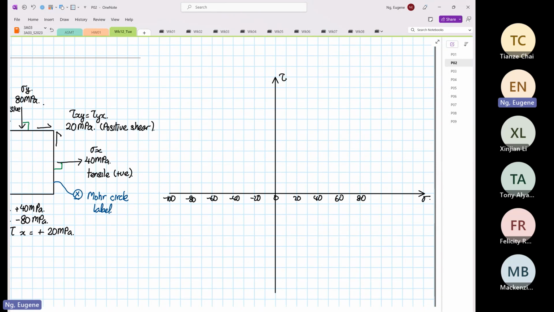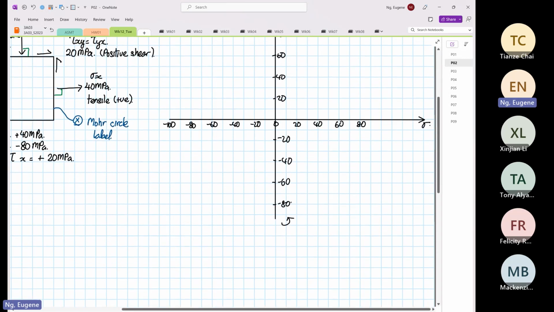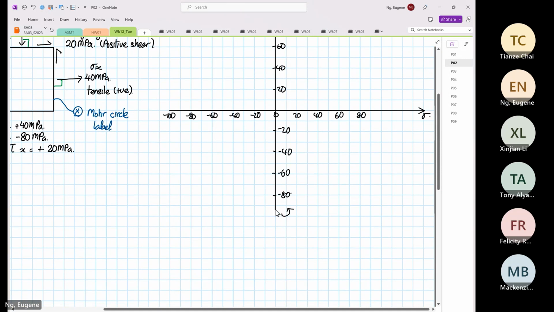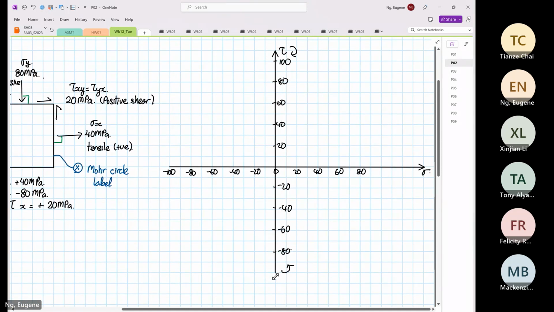Now the shear, I want you to have a practice to draw this as element rotation clockwise. Okay, element rotation anti-clockwise. Okay, so these two are important. Then again, we label 20, 40, 60, 80, 100, minus 20, minus 40, minus 60, minus 80. Okay, I think maybe we have to go to minus 100. Okay, so this is minus 100.